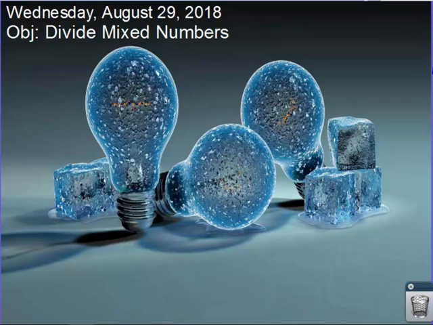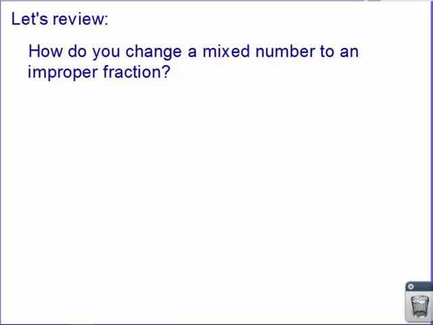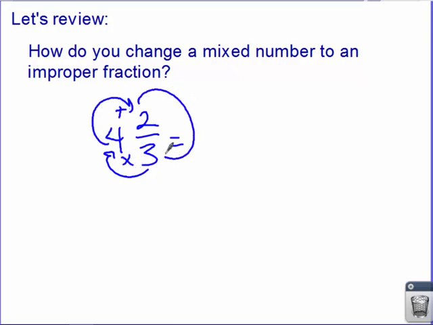Okay, so I got a couple questions to start this video off with. How do you change a mixed number to an improper fraction? Well, hopefully you remember that we use something called the popcorn method. So if I gave you something like 4 2/3 and I wanted you to change this into an improper fraction, I would take my denominator, multiply by the whole number, add the numerator, and put it back over the denominator. So it looks like a thing of popcorn here.